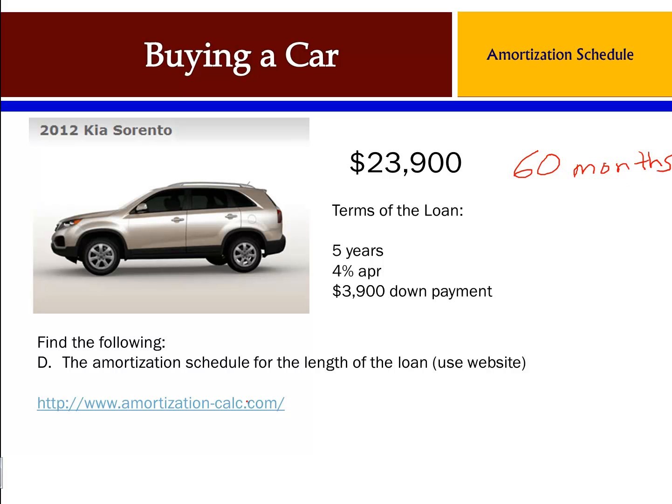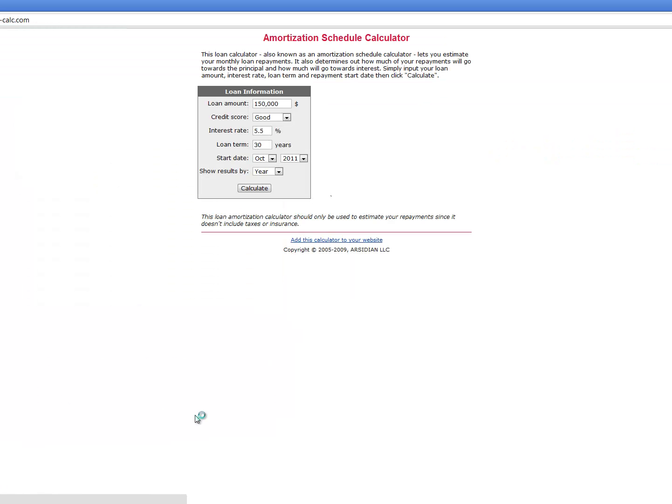So it's nice to be able to go out and use a website in order to see this and to do it, although you should be able to do it manually for a few months just so you'll understand how it works. So the website we're going to use is http://www.amortization-calc.com. Now, if you just Google amortization calculator or amortization schedule, you'll get a number of these, but this one happens to be a pretty good one that I've used before.